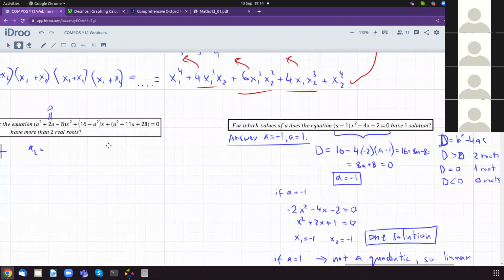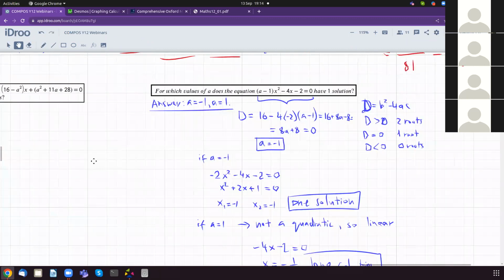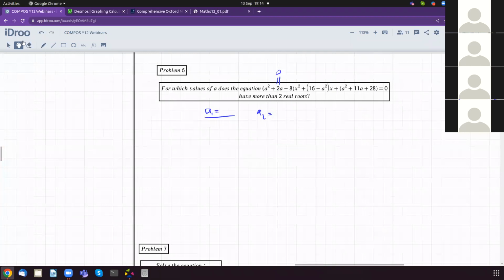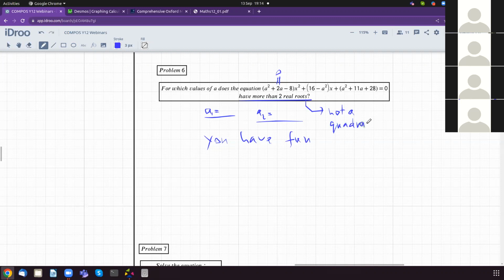I'll give you another hint. So I'll leave this one to you. You have fun. More than two real roots, so that means not a quadratic. You have fun with this.